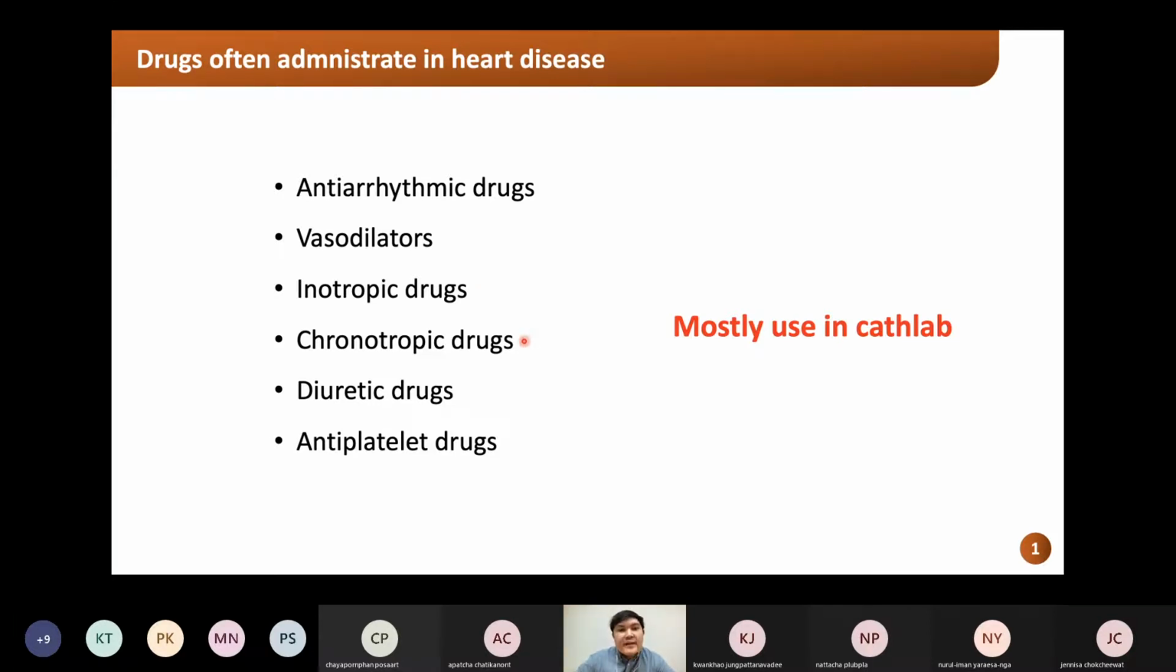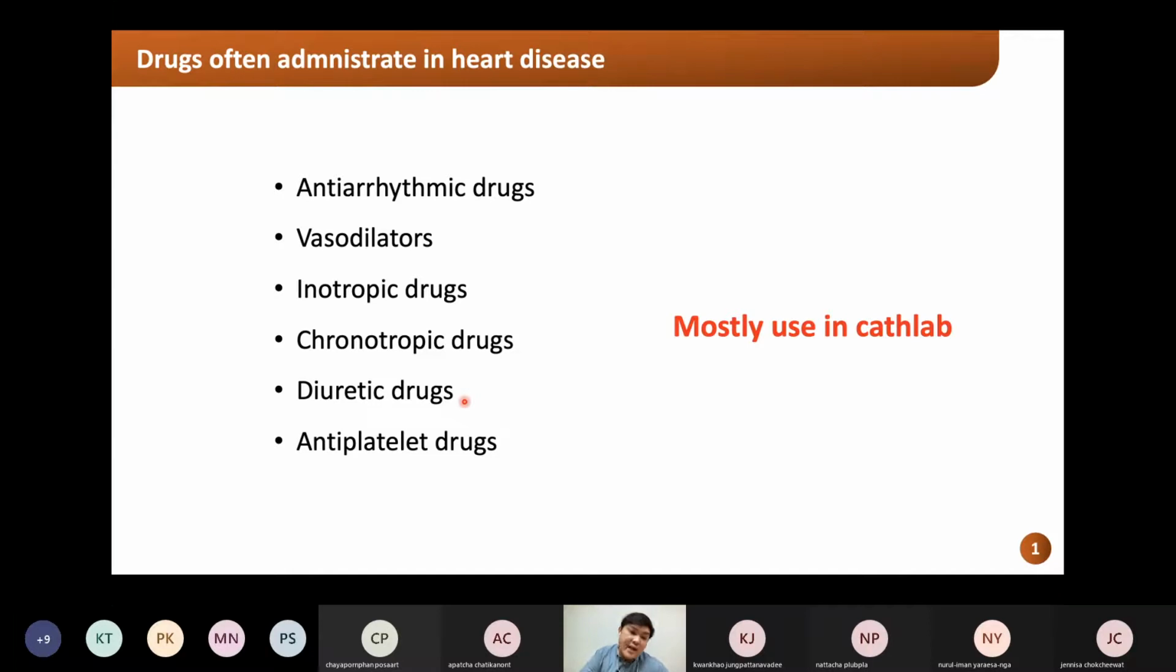And the fourth one is chronotropic drugs. Chronotropic drugs are drugs that accelerate or increase, or in other words, decrease the heart rate or heart rhythm. All right, and the fifth one is diuretic drugs.